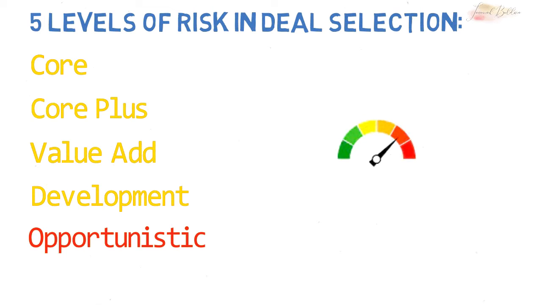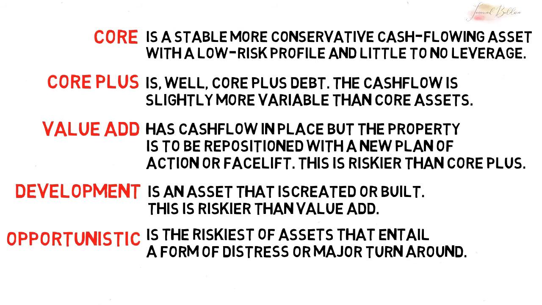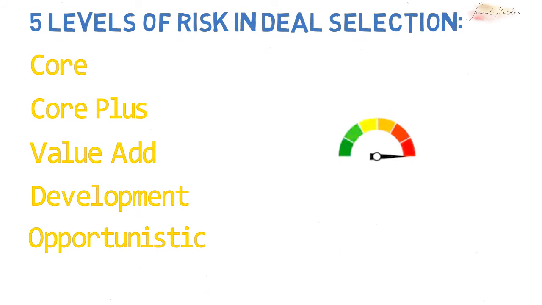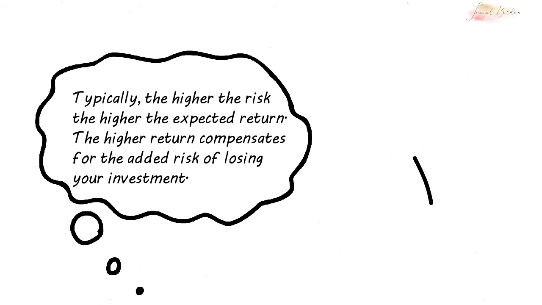And finally, the riskiest of the real estate deals would be considered an opportunistic deal. Opportunistic deals have a lot of hair on them and typically entail a form of distress or a major turnaround. So there we have it, the 5 levels of risk: core, core plus, value add, development, and opportunistic. Typically, the higher the risk, the higher the expected return. The higher return compensates for the added risk of losing your investment.